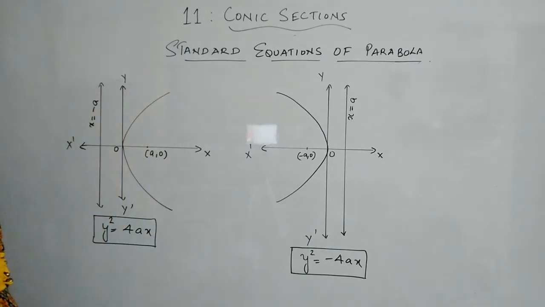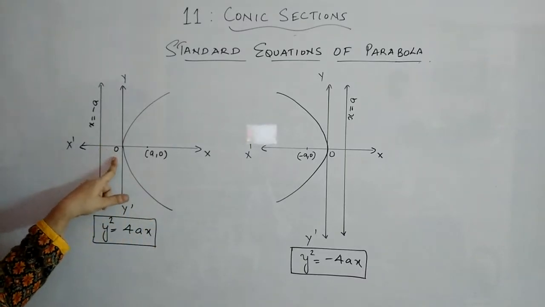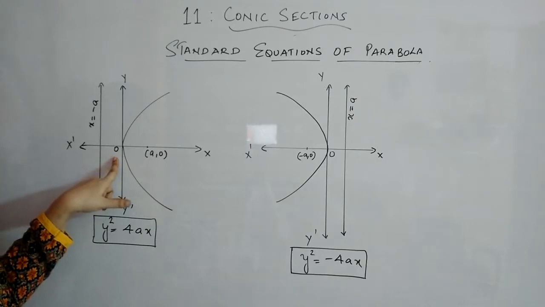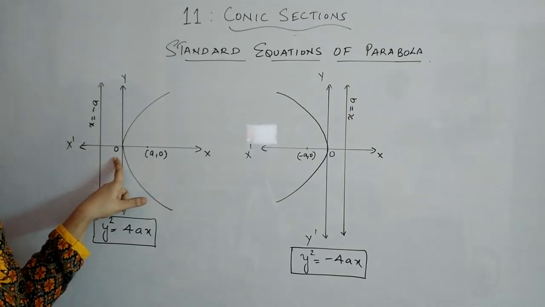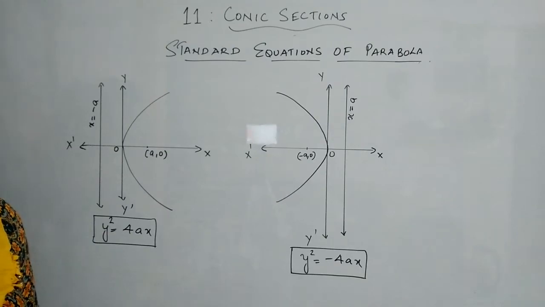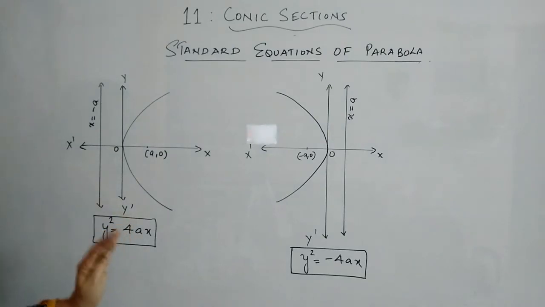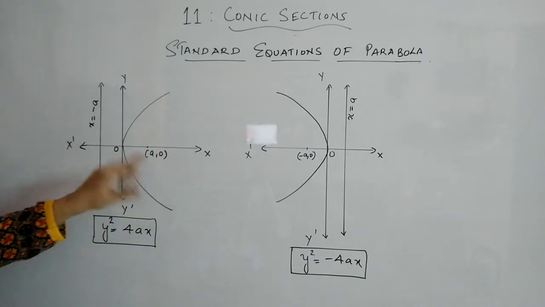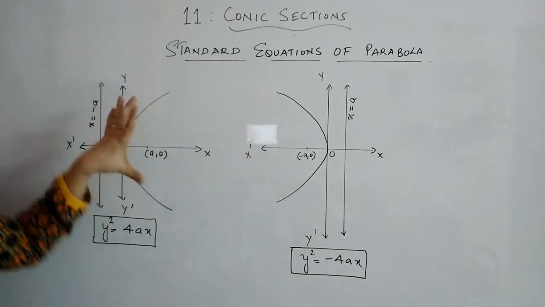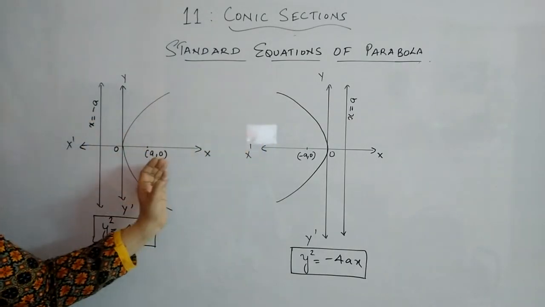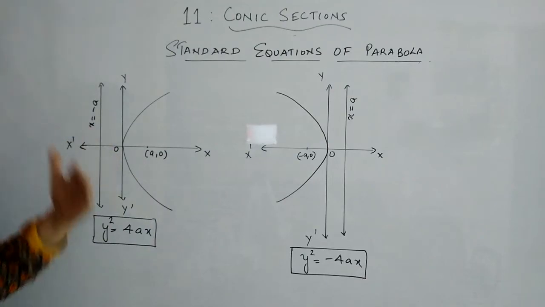Next topic is standard equations of parabola. You have four types of parabolas. Now we are studying the simplest form of the parabola, and the equation of a parabola is simplest when the vertex is at the origin and the axis of the parabola is either the x-axis or the y-axis. So you can have four orientations: facing towards the right side, facing towards the left side, facing upwards, or facing downwards.